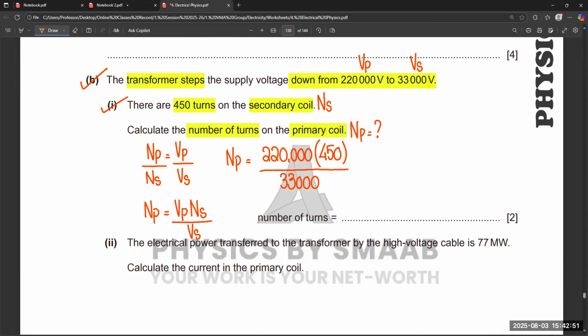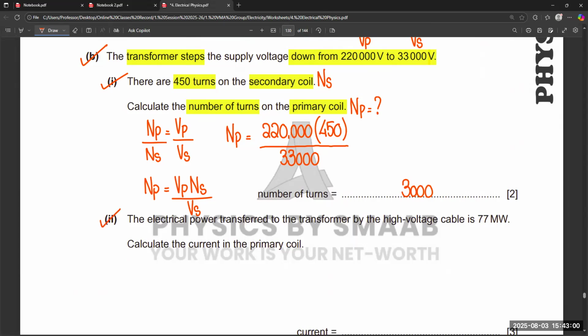So answer is 3,000. Second part is the electrical power transferred to the transformer by high voltage cable is 77 megawatt. So calculate the current in the primary coil. So they are asking about the current in primary coil and power is given.